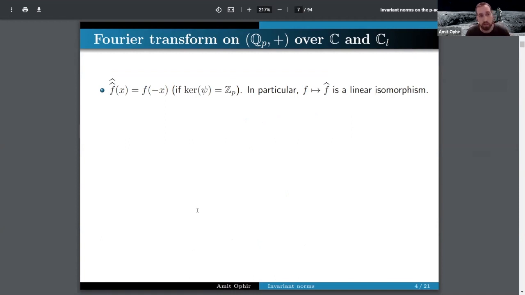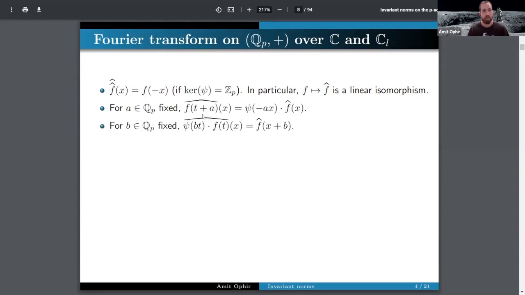This Fourier transform satisfies several of the usual properties that the Fourier transform satisfies. It is almost an involution in this sense here. If the kernel of psi of our character is not ZP, then there should be some normalization constant here. But in any case, the Fourier transform is a linear isomorphism on the space of Schwartz functions. And a property that will become very important later is the fact that the Fourier transform swaps translations and multiplication by smooth characters. Each function of this form is a smooth character, and it's also well known that any smooth character is of this form.